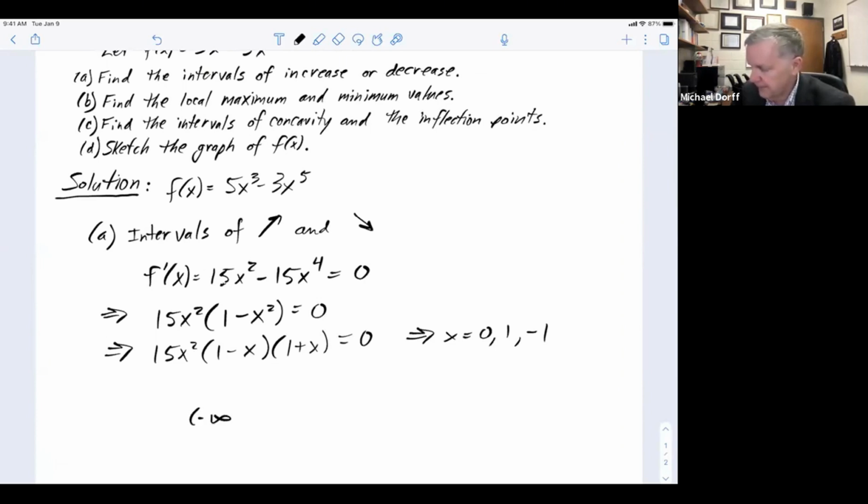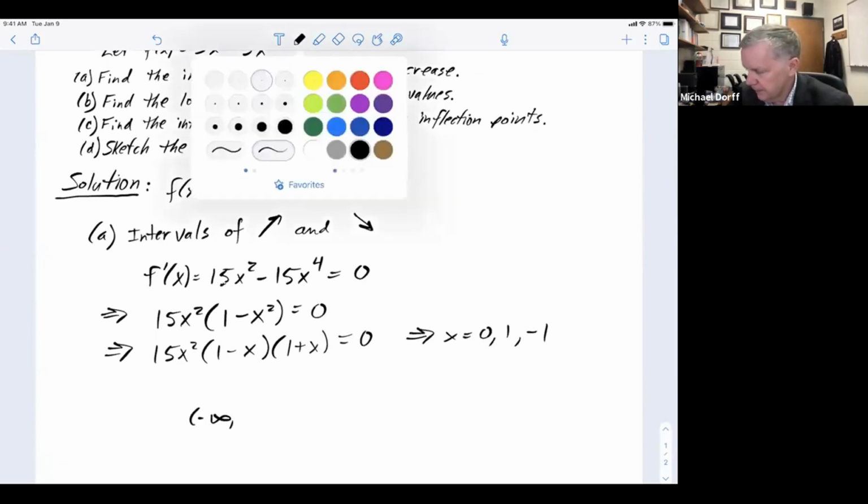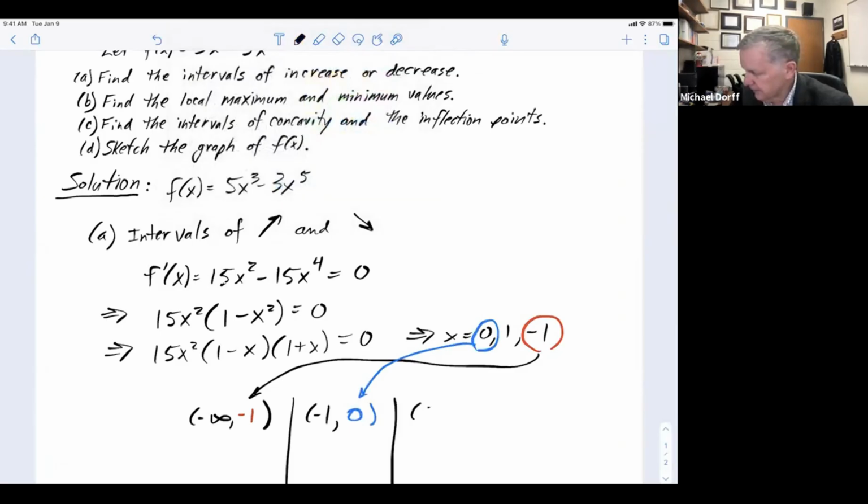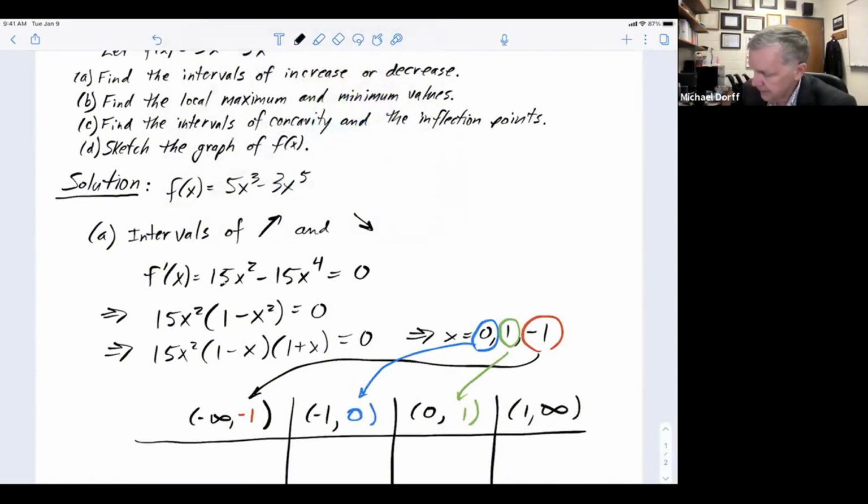I'm going to go from negative infinity to my smallest point here. And my smallest point was negative 1. So that's going to be negative 1 there. And then I'm going to go from negative 1 to my next smallest point, which was 0. So that's going to go here. And then I'm going to go from 0 to my next smallest point, which was 1. So that's going to go there. And then I'm going to go from 1. I have no more points, so now I just go 1 to infinity. So I have those 4 intervals. Those represent my x values.